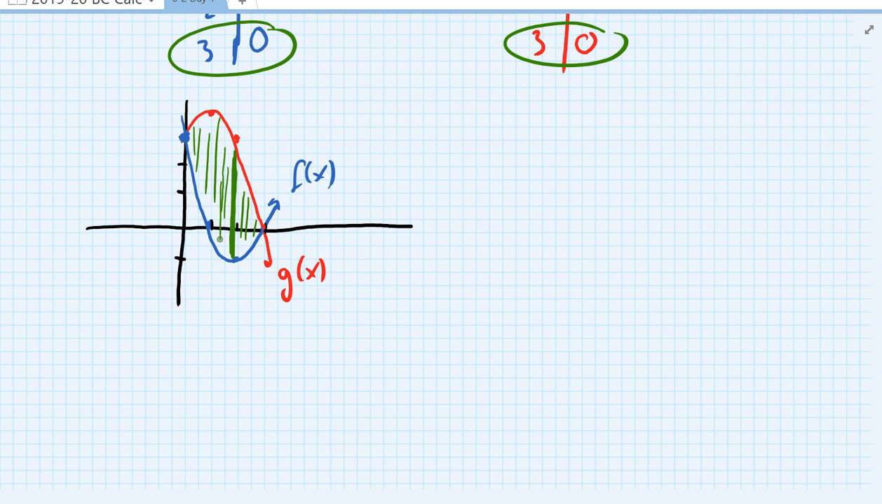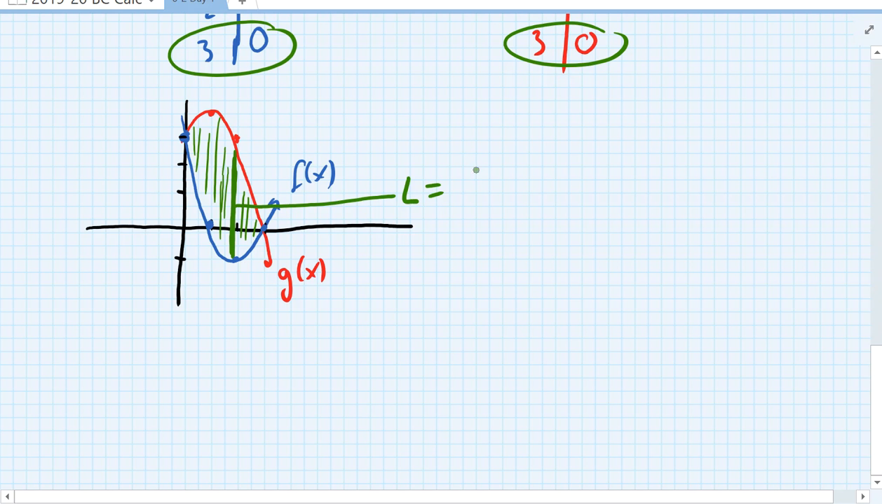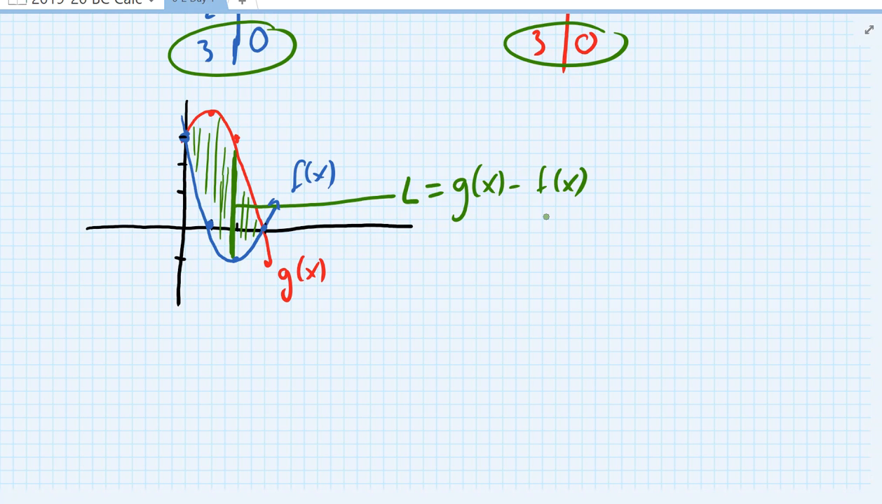Well, these are still rectangles. We're putting an infinite number of them in there, but instead of being just the f of x, this rectangle is equal to g of x minus f of x. So we're filling it in just like we did when we were doing the Riemann sums, but now instead of just being f of x going down to the x-axis, it's going between the curves. Got it?